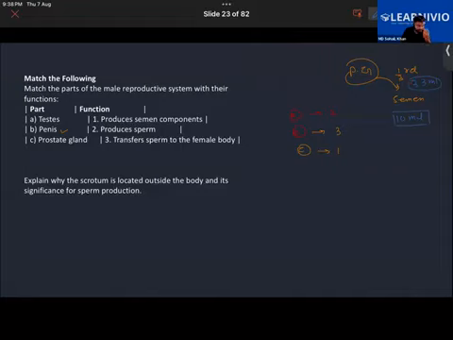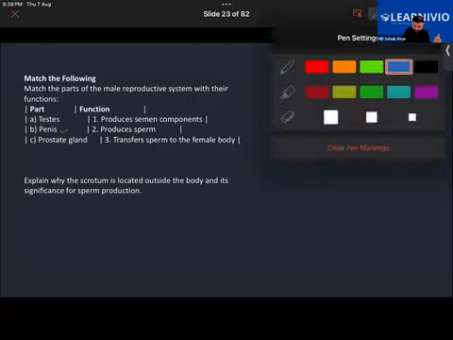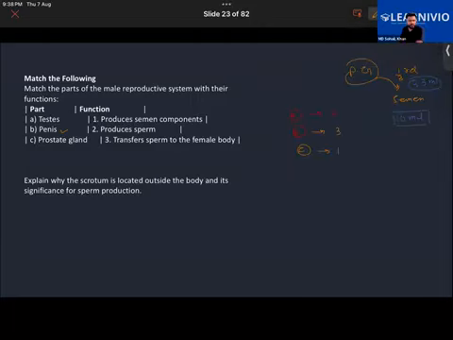Good. Explain why the scrotum is located outside the body and its significance for sperm production. What does scrotum contain? What does it hold? Sperms. Indirectly, it is correct, but it basically holds the testicles in it, no? And the testis produces the sperm. So why is it outside the body?